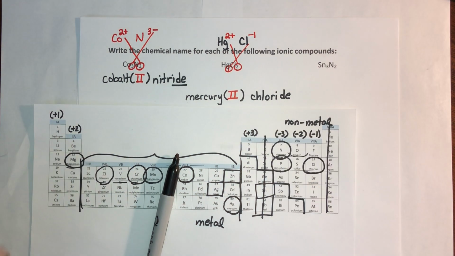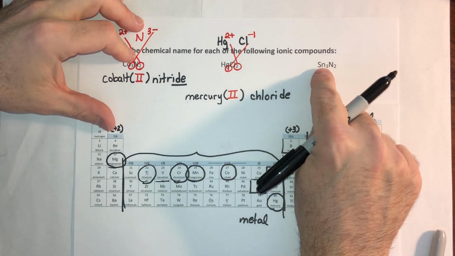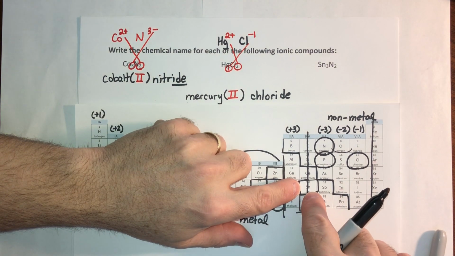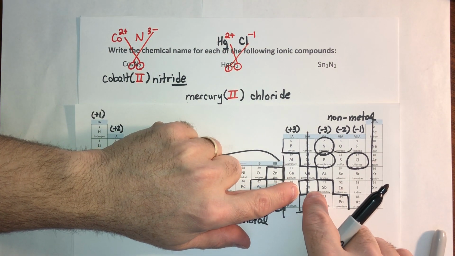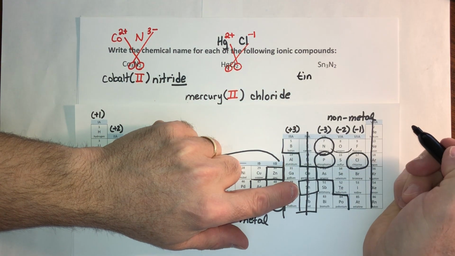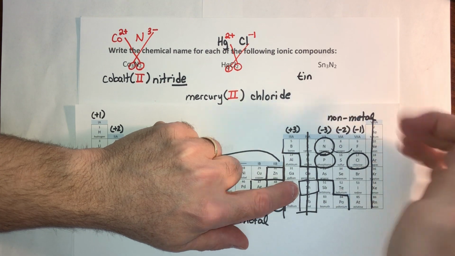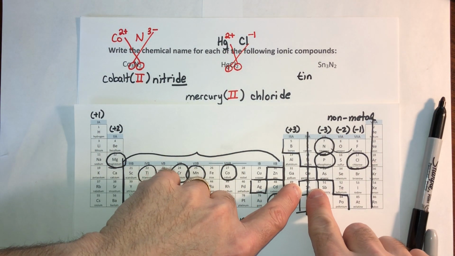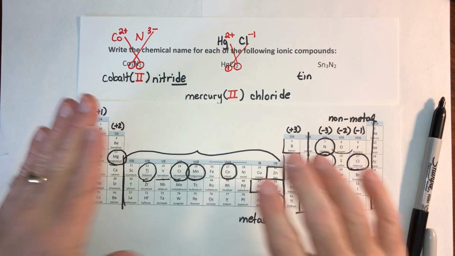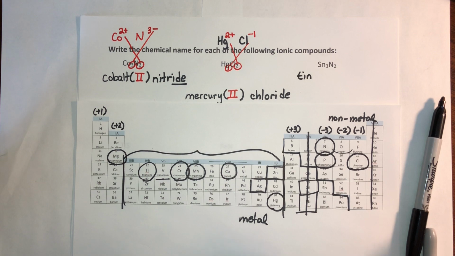All right, let's do the third one here. If I go looking for Sn, Sn is right here. Unfortunately, I crossed it out, but that's where Sn is. It's tin. Now you got to ask yourself, do I need a Roman numeral? Tin is not in my transition metals, which means that there's a pretty good chance that it does not need a Roman numeral.